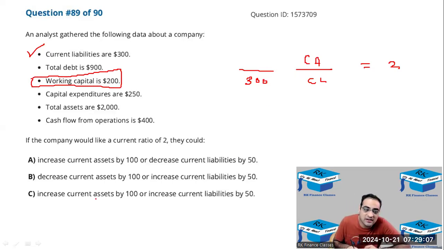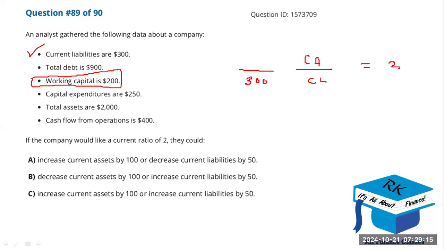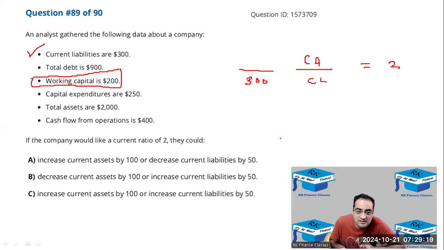Working capital is, yeah, anyone, come on. Aditya, anyone raise it, please. Tanvir, what is working capital? Quickly raise hand. No, working capital is CA minus CL. Good. So working capital is CA minus CL, and that's given to be 200.